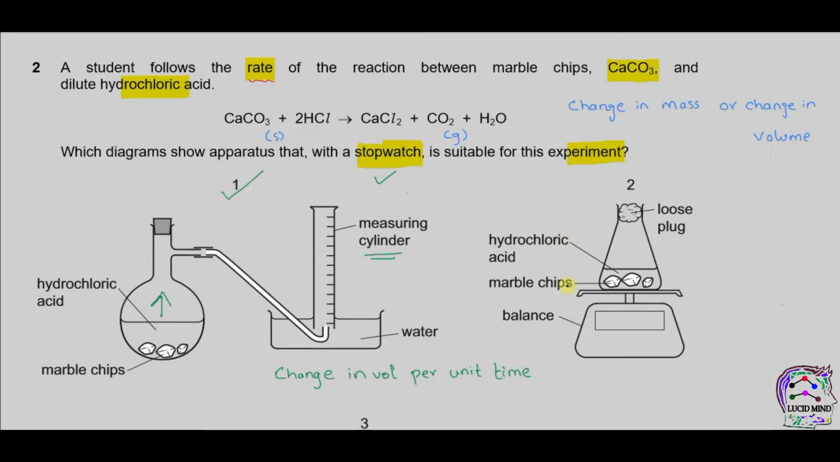In experiment 2 we have marble chips that react with hydrochloric acid and there is loose cotton plug. So what will happen is that when carbon dioxide is formed, it will be released from this plug. So we can measure the change in mass using the given balance. So it is the loss of mass of calcium carbonate per unit time. So experiment 2 is also correct.